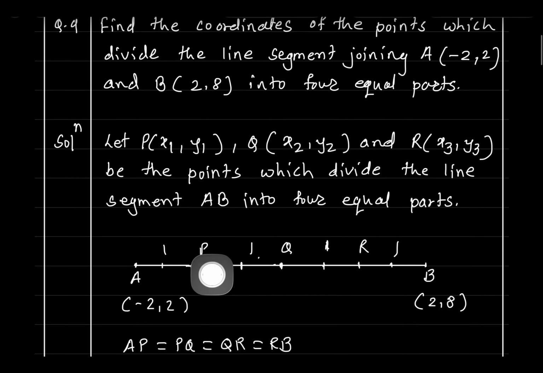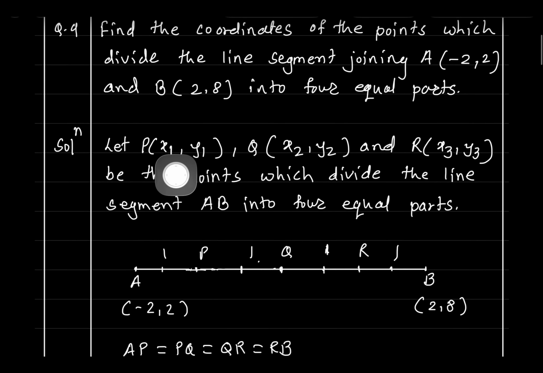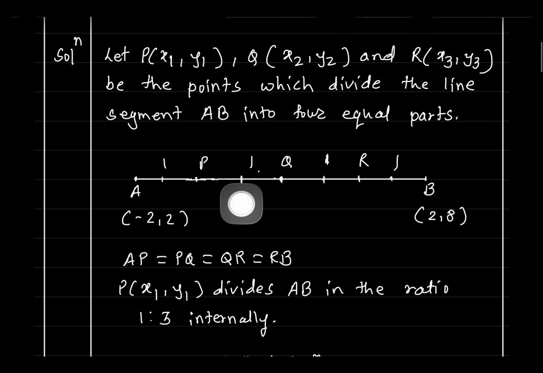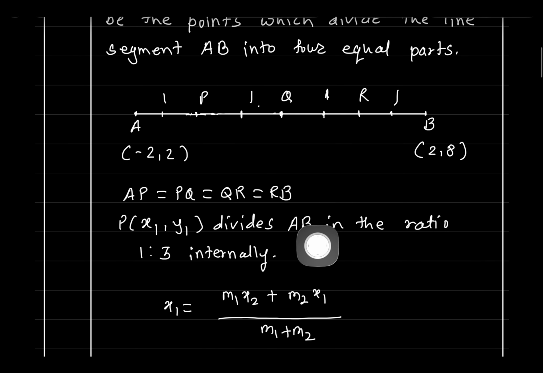Let's consider P (x1, y1), Q (x2, y2) and R (x3, y3). Now all 4 parts are equal, so AP equals PQ equals QR equals RB, meaning all these 4 parts are the same. Now consider P (x1, y1): P divides AB in the ratio 1:3 internally.